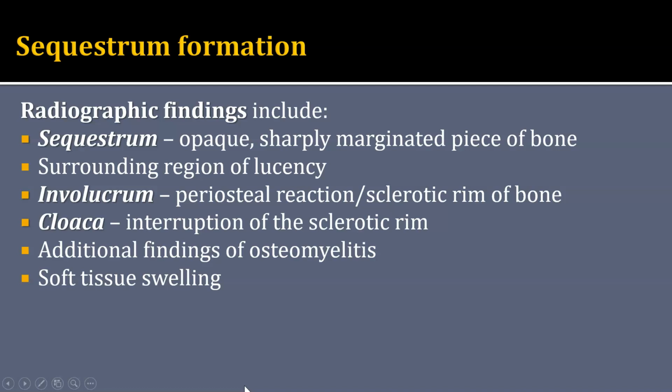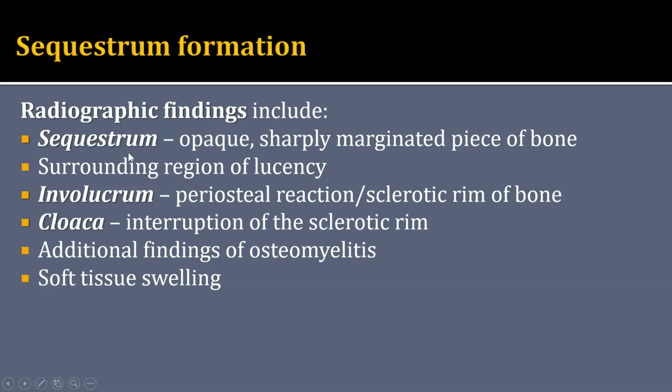But then the bone around it, where the sequestrum had come from, can actually have both periosteal reaction or a sclerotic rim. So remember, increased bone opacity within the bone. And that is termed the involucrum. There can then be a disruption in that periosteal reaction or that sclerotic rim, and that allows for that necrotic debris in the pus to drain out. That is termed the cloaca, so an interruption there. And then, of course, we're going to have our additional findings we've already talked about of osteomyelitis, so variable periosteal reactions and cortical lysis that's typically mild, and then associated soft tissue swelling.